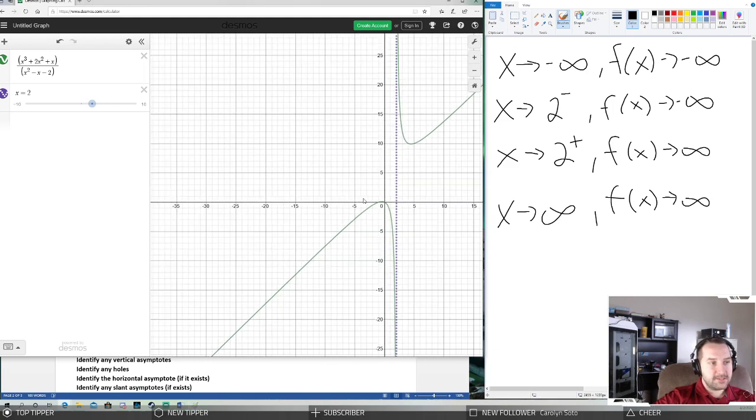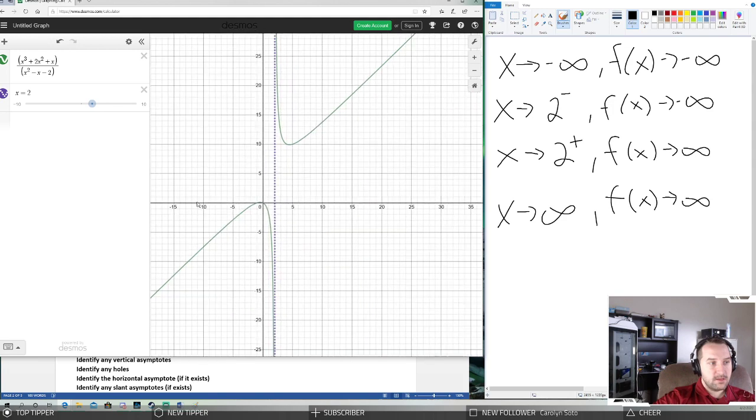So like I said, as x goes to negative infinity, it's going down forever. As x approaches 2, it's going down forever. As x approaches 2, it's going up forever. As x approaches infinity, it's going up forever. Any other ones?